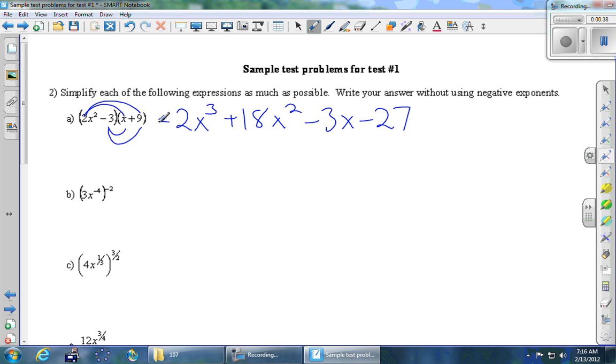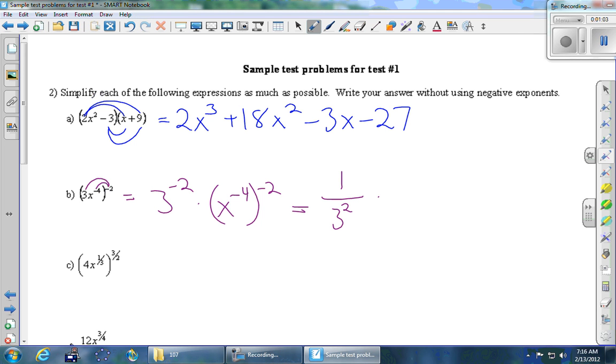Part B, 3x to the negative 4, all raised to the negative 2. First thing, that negative 2 comes in and hits both terms, so it's really 3 to the negative 2 times x to the negative 4 to the negative 2. 3 to the negative 2 really means 1 over 3 to the positive 2. That's how we deal with negative exponents.